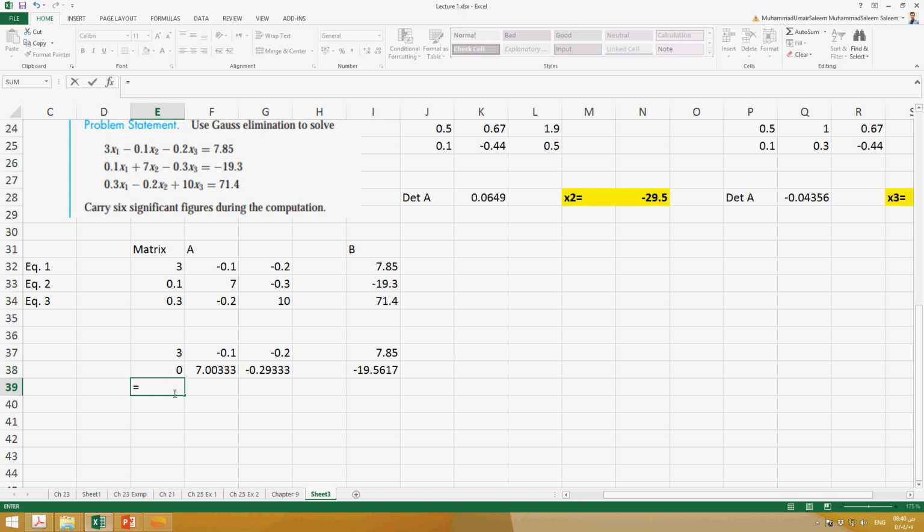Okay, now how can you make this term 0? For example, this equation minus this equation multiplied by 0.3 and divided by 3. Okay, so it became 0, and the same operation we do here and also here. Okay, so now we can call this, say, equation 1a, this is equation 2a and 3a. So this is the second operation.